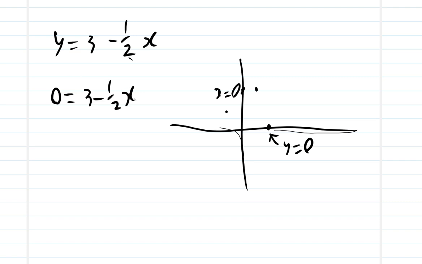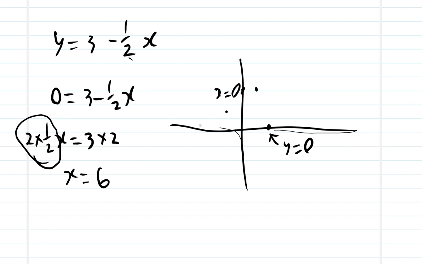If you add half x to both sides, you're going to get half x equals 3. If you divide by half, it's the same as multiplying by 2. Let us multiply both sides by 2. 2 times a half is 1. So x equals 6. Alright? So it crosses where y equals 0. X equals 6.